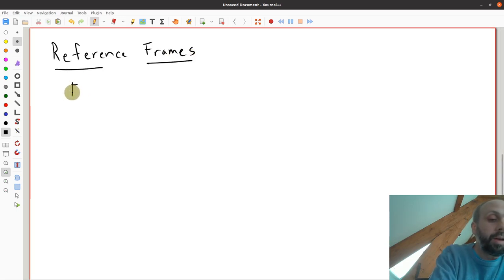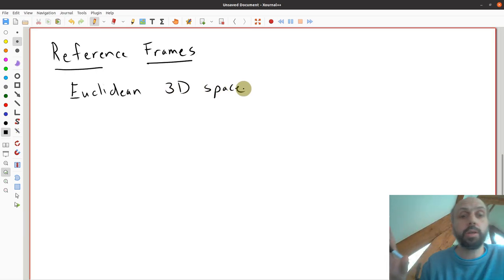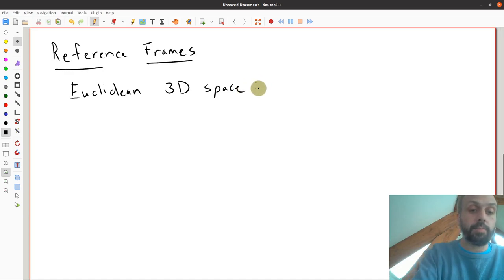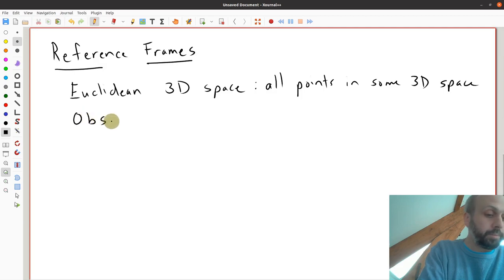We can think of a Euclidean space. Three-dimensional, that objects can be positioned in, and we can observe different things in this space. So this is made up of all points in some 3D space. We also are going to be concerned with an observer of motion, and we can say an observer of position and motion.